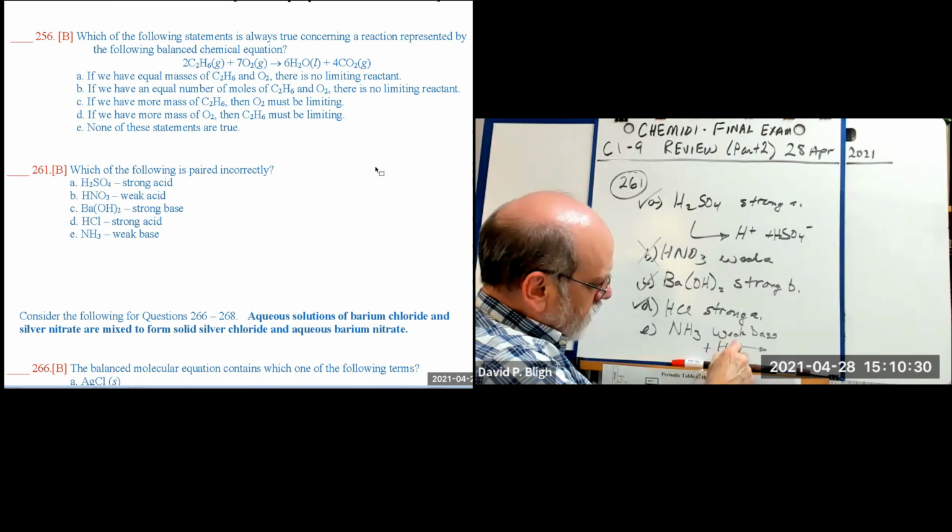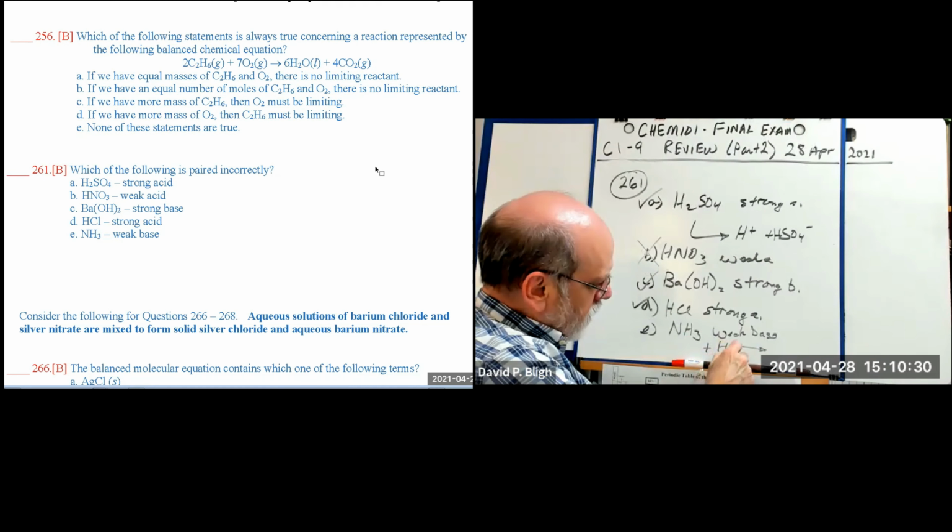266, 67, and 68 are based upon this premise. An aqueous solution of barium chloride and silver nitrate are mixed. It even tells you what the products are. You really don't need the products because this is a double replacement reaction. So barium chloride, right? Barium is a 2+ charge, chloride's a -1, in aqueous solution, is mixed with silver nitrate, which is also aqueous. Okay, and what does it yield?